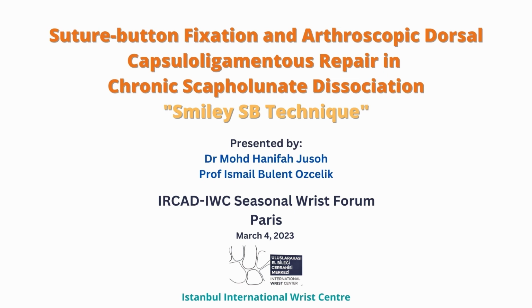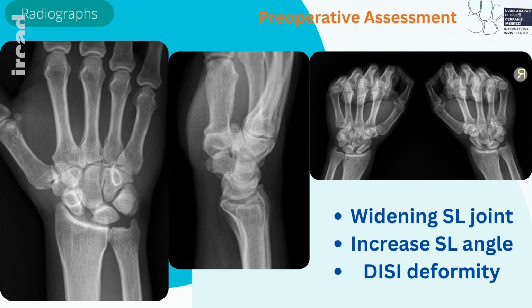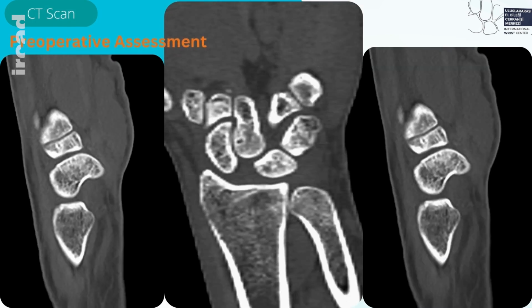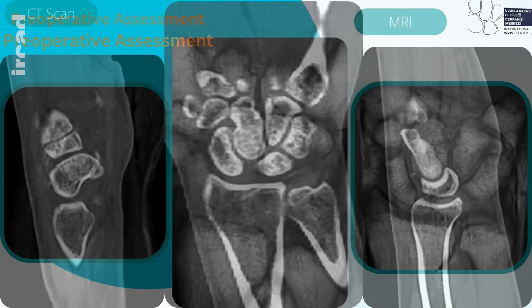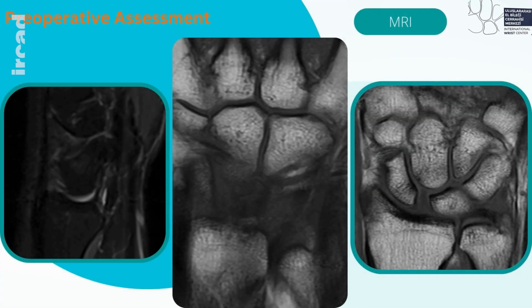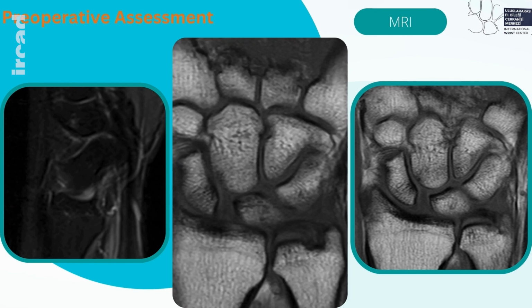This video demonstrates the spherical technique of suture button fixation and arthroscopic dorsal capsuloligamentous repair in chronic scapholunate dissociation in a 29-year-old male. He had long-standing chronic wrist pain following trauma. Wrist radiograph showing widening of the SL joint and increased SL angle with DISI deformity on the lateral view. CT scan showing no obvious bony changes. MRI showing SL and LT ligament injury and dorsal capsule detachment.